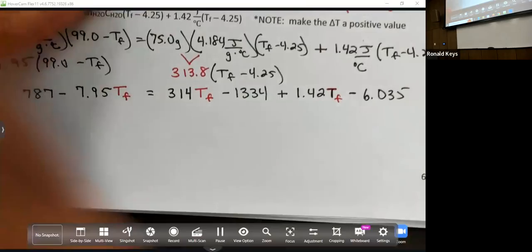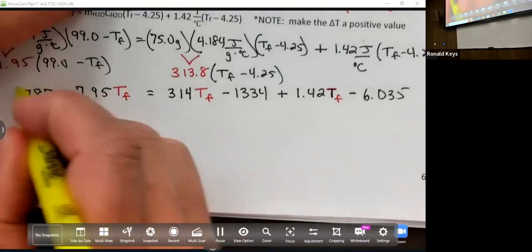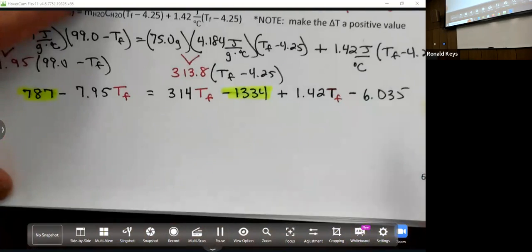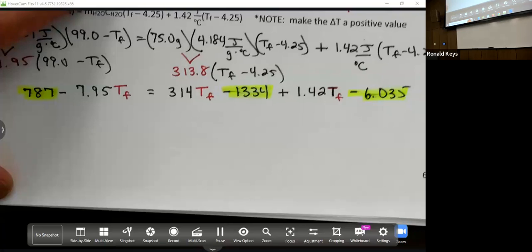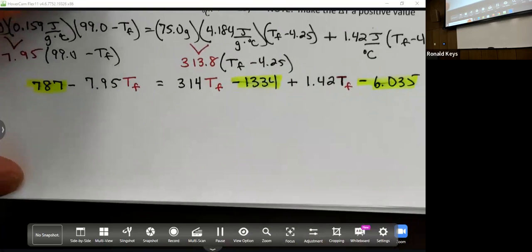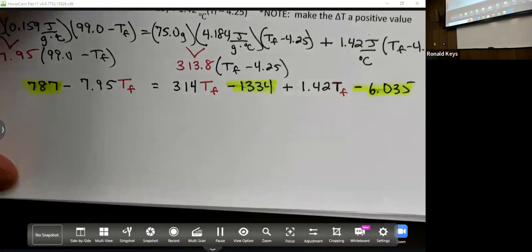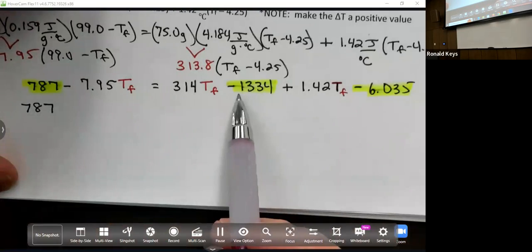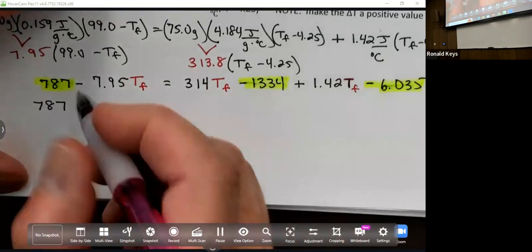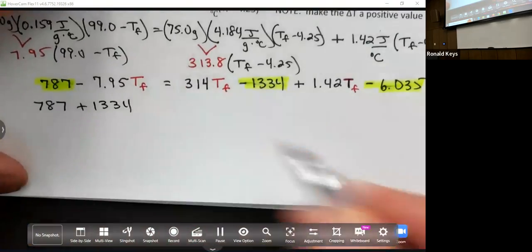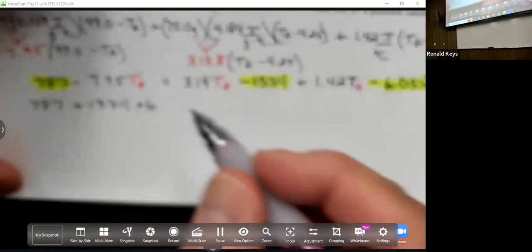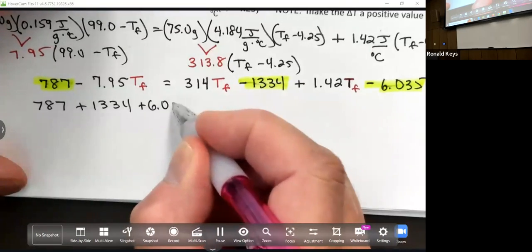So here are my constant numbers. I got 787. This negative 1334 is going to become positive on the other side. So on the left, I'm going to have 787. I'm going to add 1334. I'm going to add the 6.035, although that's way out of bounds for sig figs. I could just leave that at 6. I'll just put it like this.